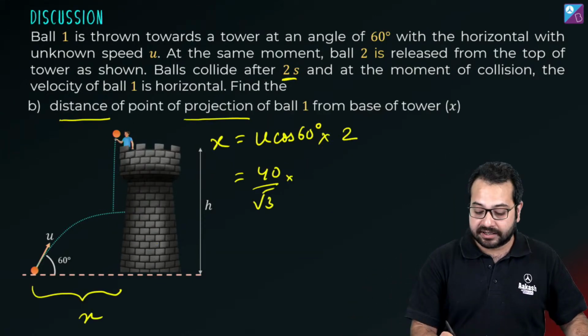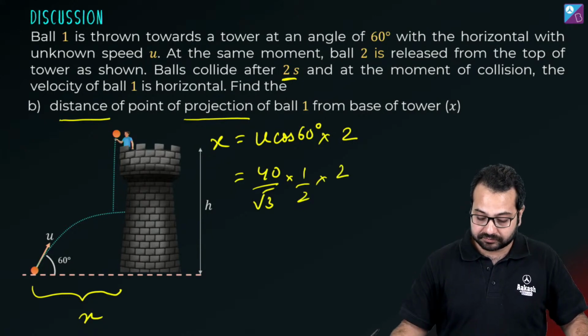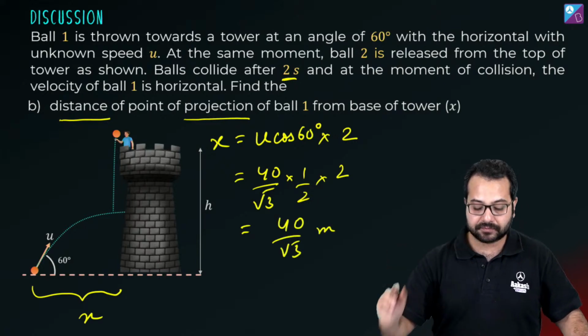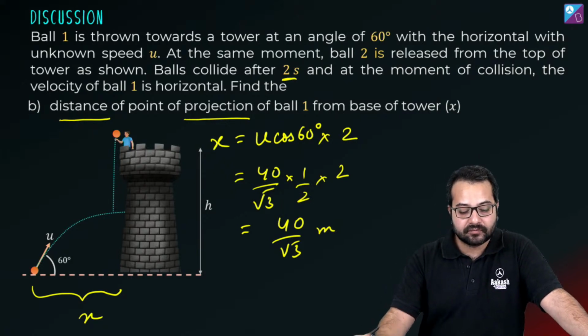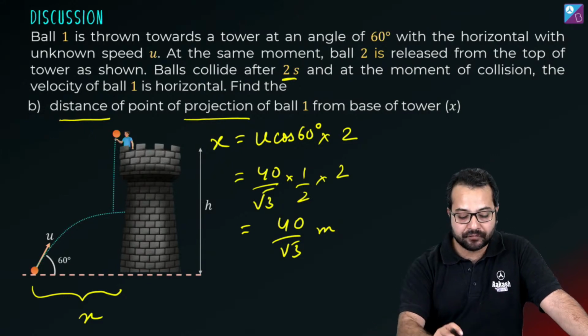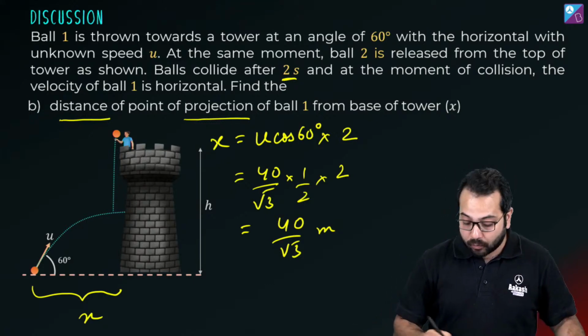And then cos 60 degree is half, multiplied by 2, which gives us the value of x as 40 divided by root 3 meter. Is that correct? Okay, so this is going to be the value of x, the distance of the point of projection of ball 1 from the base of the tower. So we have figured out what is x. Is that correct?